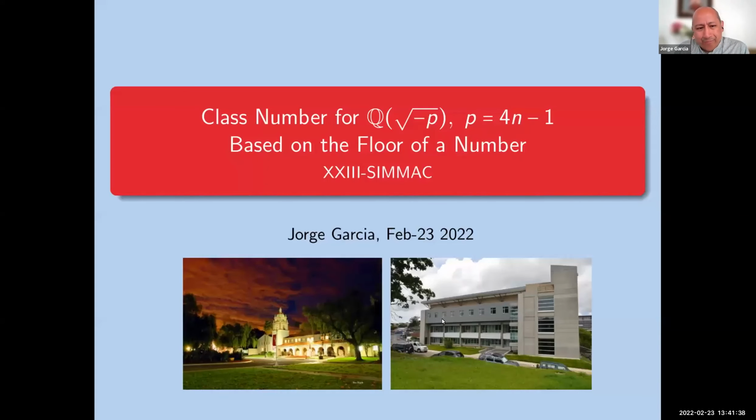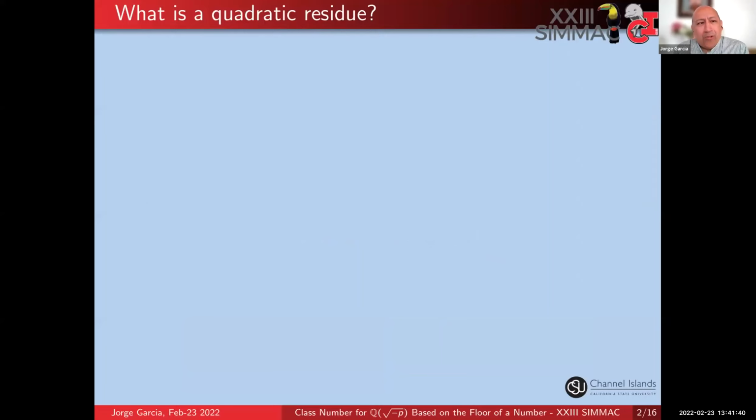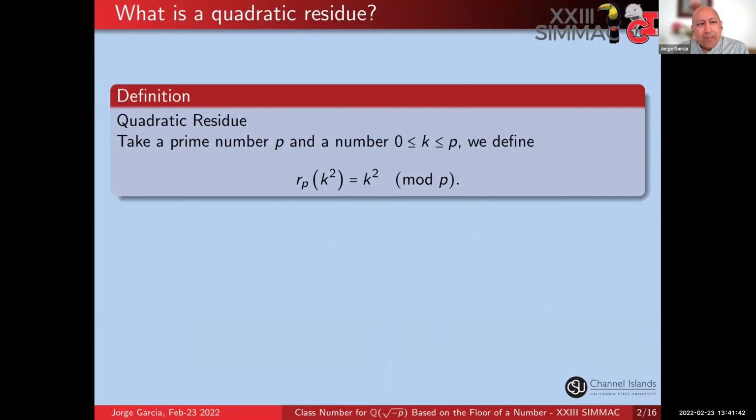Let's start with this. So first of all, what is a quadratic residue? A quadratic residue is just the square of a number modulus p. That's what it is. So you take a number from 0 to p, you square it, and you make it modulus p, and that's it.